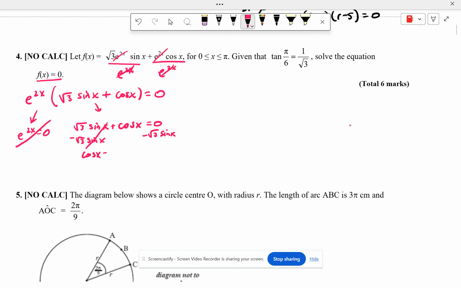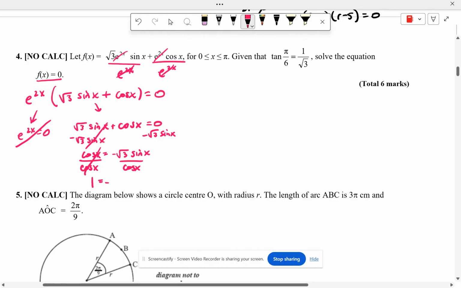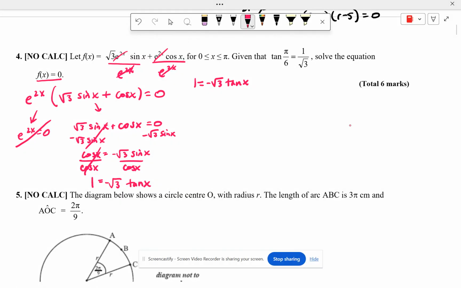So now I have cosine of x is equal to negative rad 3 sine x, and then I'm going to divide by the cosine of x on both sides. Careful, a lot of kids cancel this and then they put a 0, but it's actually 1. Equivalent quantities being divided equals 1. So then now I have negative rad 3 tan x. And I'm going to want to solve for tangent of x. So I have 1 equals negative rad 3 tan x. I'm going to divide both sides by the negative rad 3, and I now have negative 1 over rad 3 is equal to the tangent of x.